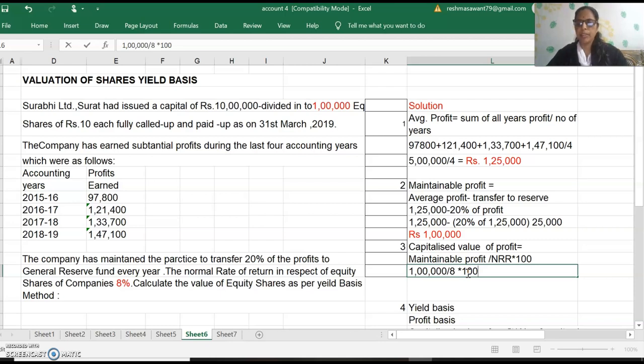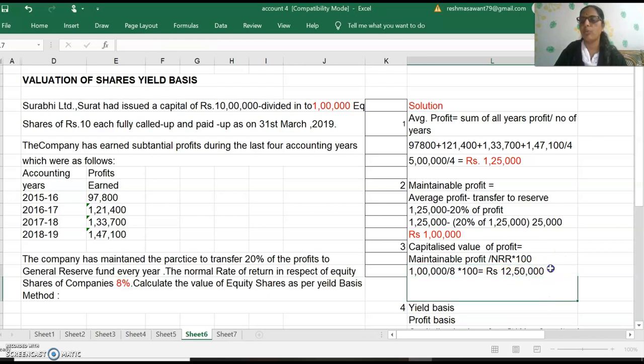So your answer will be 1 lakh divided by 8 into 100. It will give you rupees 12,50,000. 12,50,000 is the capitalized value of profit. Now we use this heading: 12,50,000 capitalized value of profit for a firm.